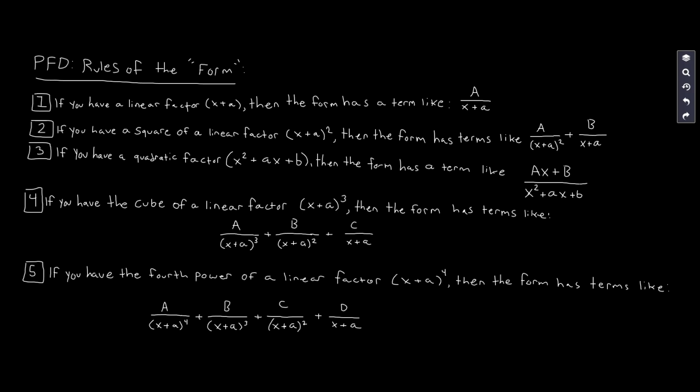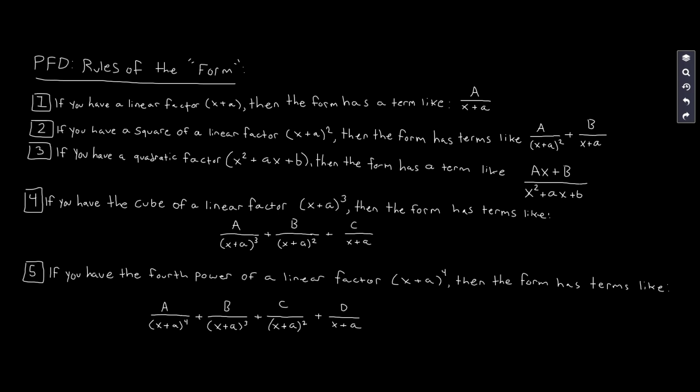Rule number 2 is that if you have the square of a linear factor, x plus a quantity raised to the second power, then the form has terms like capital A over x plus a quantity squared plus capital B over x plus a. Rule number 3 is that if you have a quadratic factor, x squared plus a times x plus b, then the form has a term like capital A times x plus capital B over x squared plus a times x plus b.